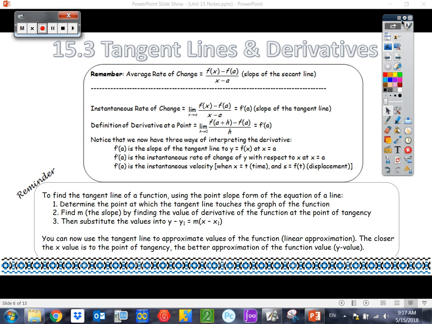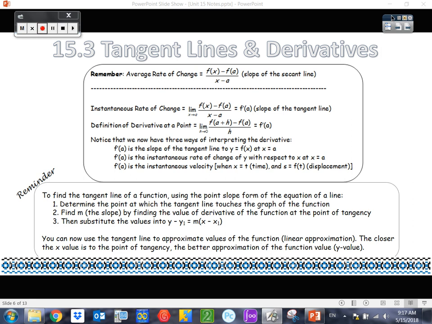Okay guys, let's take a look at today's lesson. What we're going to be working with today are tangent lines and derivatives. So we have talked about tangent lines before. We've actually done tangent line approximations before. We're going to continue that, and also finding derivative values. We're going to look at a couple of different things.